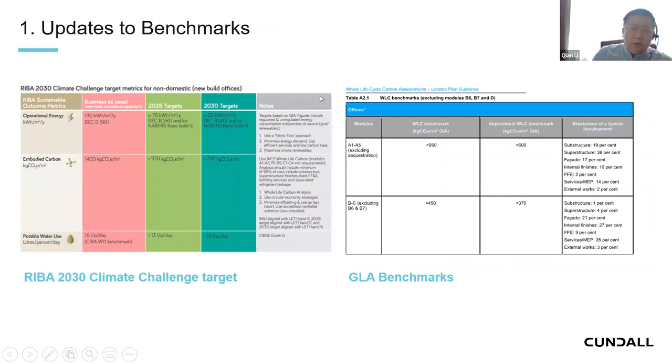One of the achievements in the consultation period is that we aligned with RIBA's latest updated benchmark values. They are all using the same number range and trying to match a similar scope of assessment, again to ensure consistency. So basically, if you run the calculation based on GLA, the result will be very close, or almost identical, to the result you would report against the RIBA standard. There's a slight difference between those two and LETI, which we'll explain later.